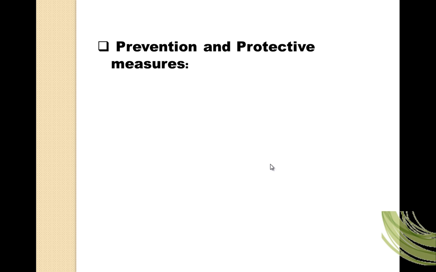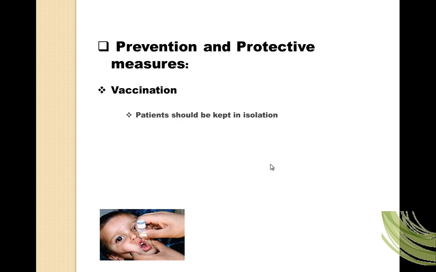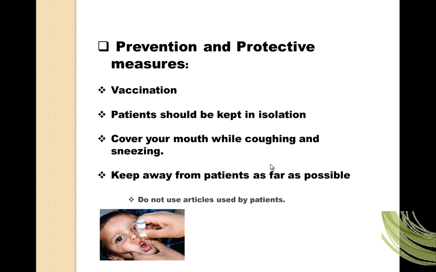Prevention and protective measures: vaccination. So you can see here vaccination. You must have experienced vaccination in your childhood. You know the vaccine for polio. Patients should be kept in isolation. Cover your mouth while coughing and sneezing. Keep away from patients as far as possible, so that you will not come in contact with the bacteria. Do not use articles used by patients. These are some important preventive measures for not spreading the disease further.